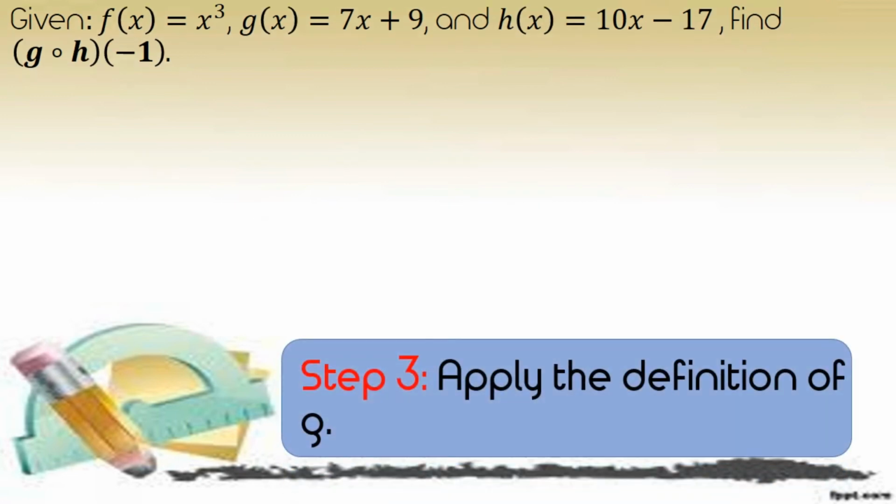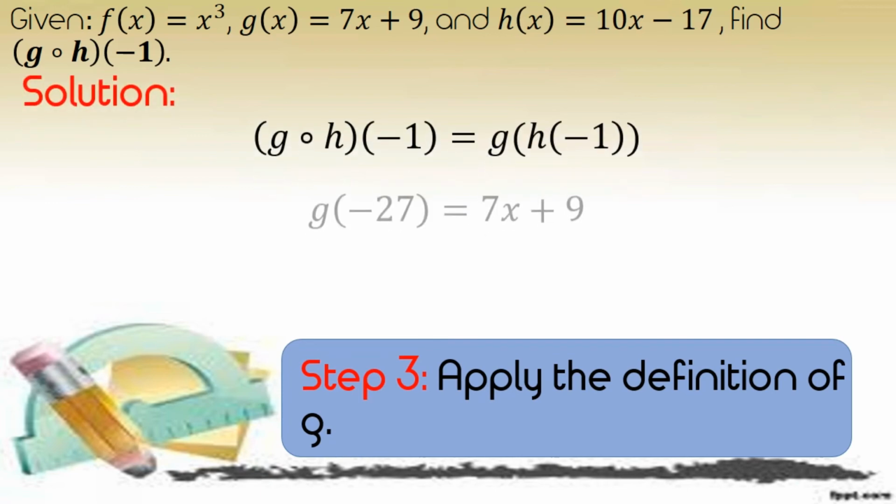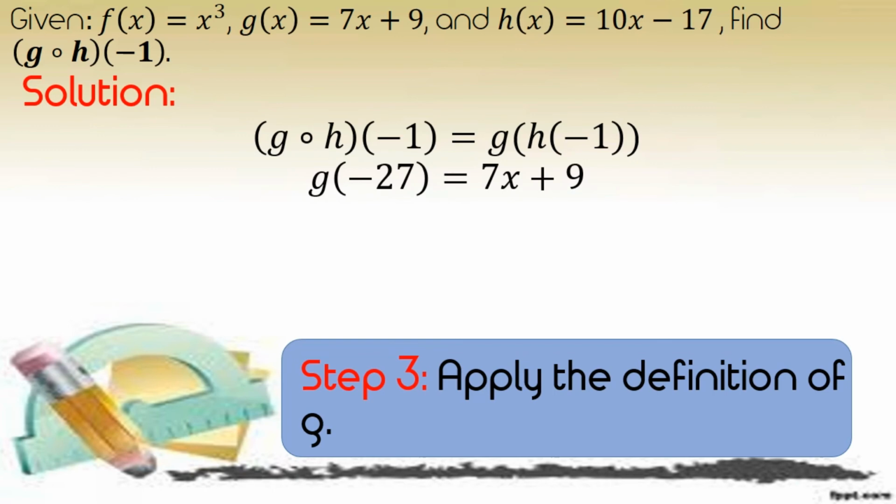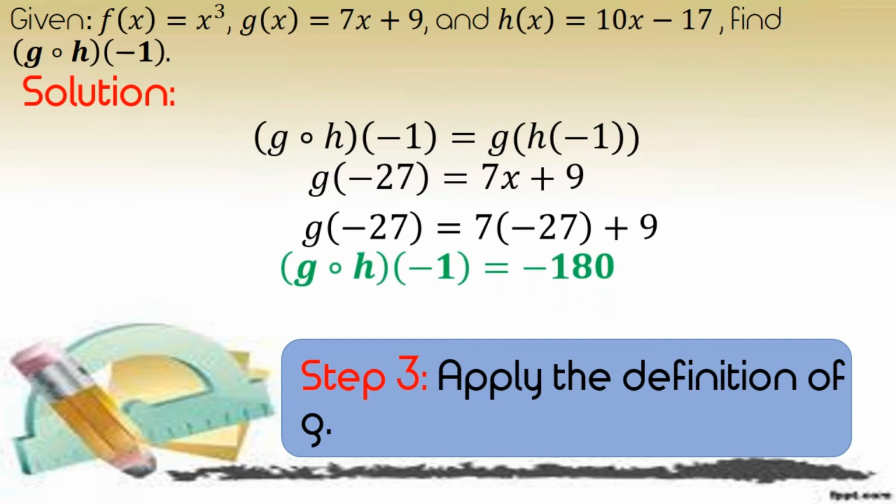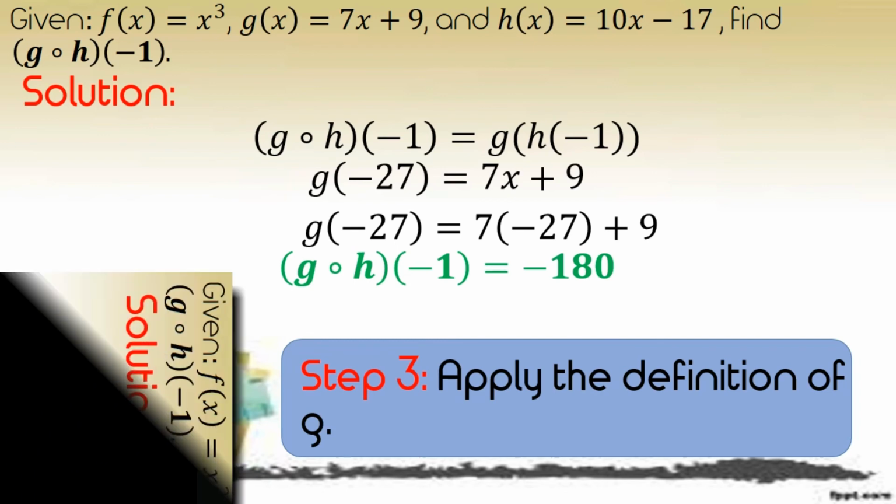This time, we're going to apply the definition of g. By using negative 27 as the value of x to be substituted to the function g, we have 7 multiplied by negative 27 plus 9. Our final answer will result to negative 180.